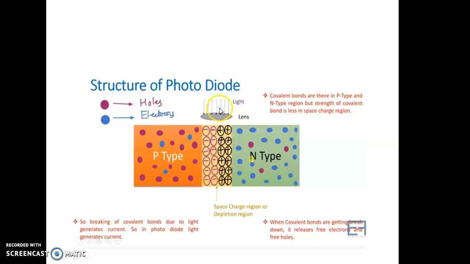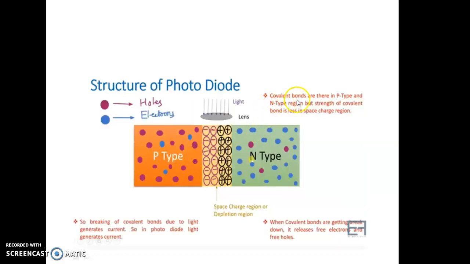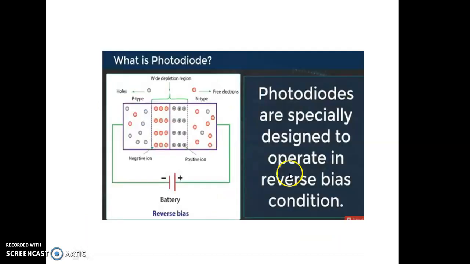When light is focused through the lens on the depletion layer, there will be neutral atoms and the electron hole pairs will be ejected out from N type to P type. The covalent bonds are there in P type and N type, but the strength of the covalent bond is very less in the space charge region, that is the depletion region.